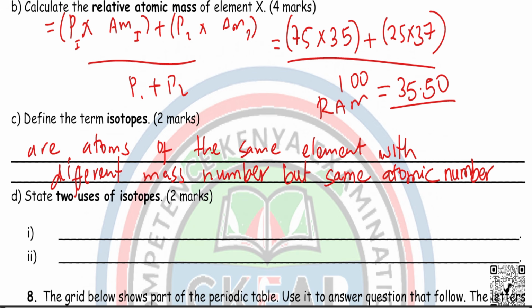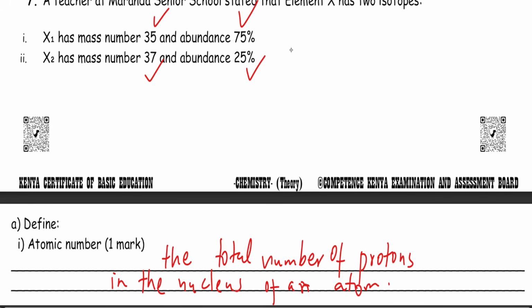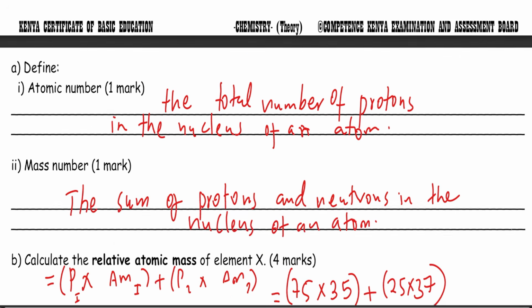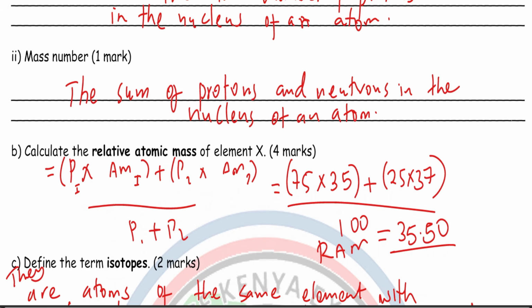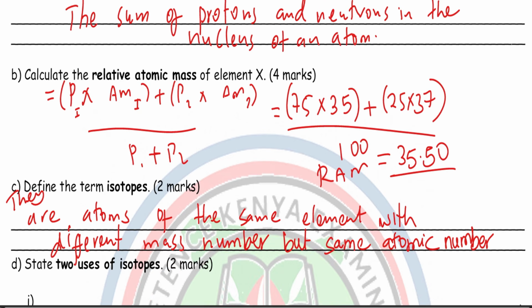Yeah, so there are atoms of the same element with different mass number, just like you've seen there, but the same atomic number. That is, a different number of neutrons but the same protons. So you see here the mass number is different, but the atomic number is most likely the same because the number of protons doesn't change, but the neutrons change. That is why the mass number changes.